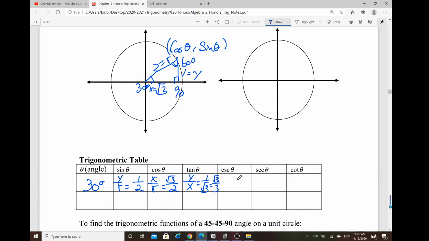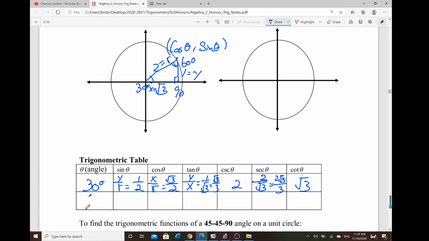And then the rest of this is just the reciprocal ratios. Cosecant of theta, the reciprocal of sine, is 2. Secant of theta, the reciprocal of cosine, is 2 over root 3, or 2 root 3 over 3. And for cotangent, it's the reciprocal of tangent, which is root 3.